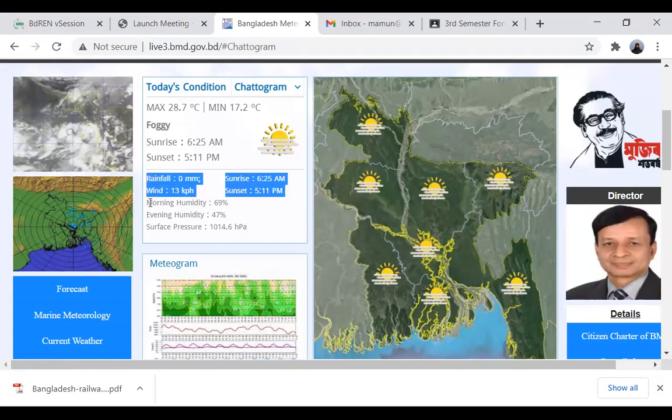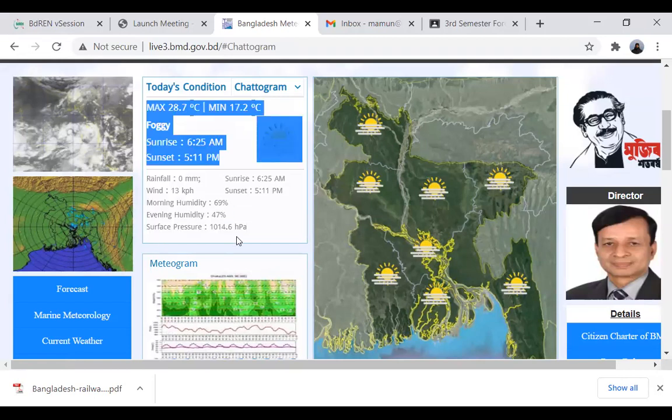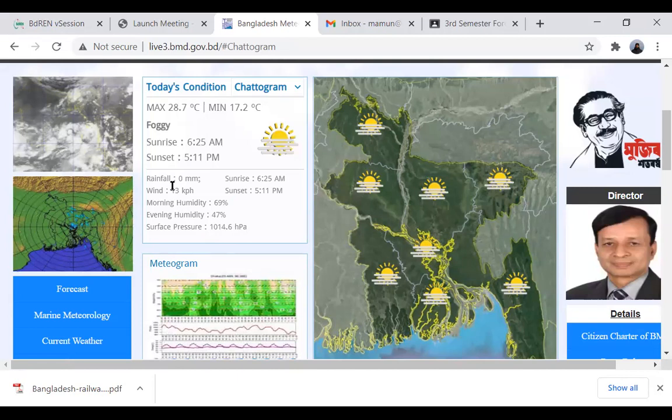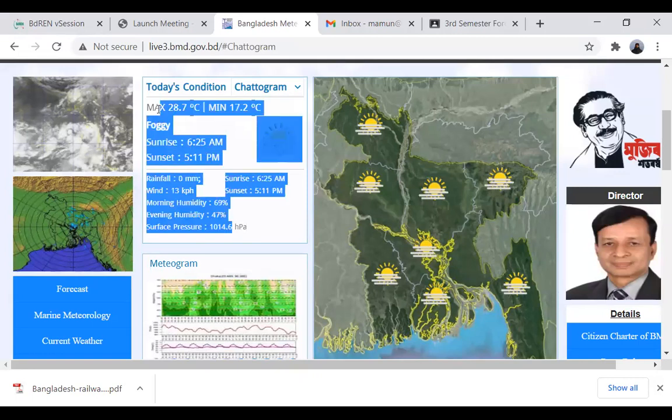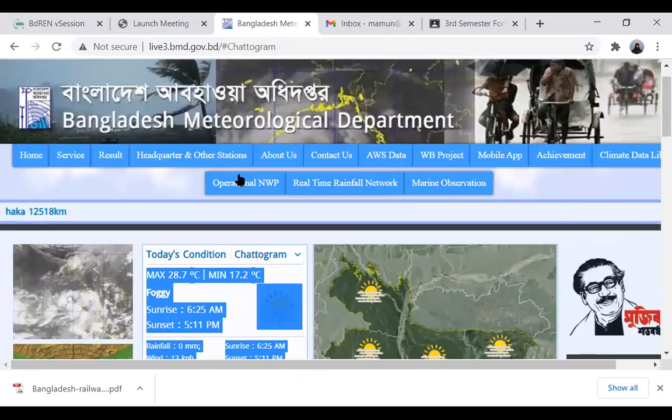In the downward part, you can also see some important information in here. What would be the rainfall? Rainfall is zero. Wind speed is 13 kilometers per hour. Morning humidity, evening humidity, and also surface pressure. And you can see that it is 10-14. That means this is a very general, calm and quiet environment on the surface. So you can understand the very general information from the weather forecasting system.